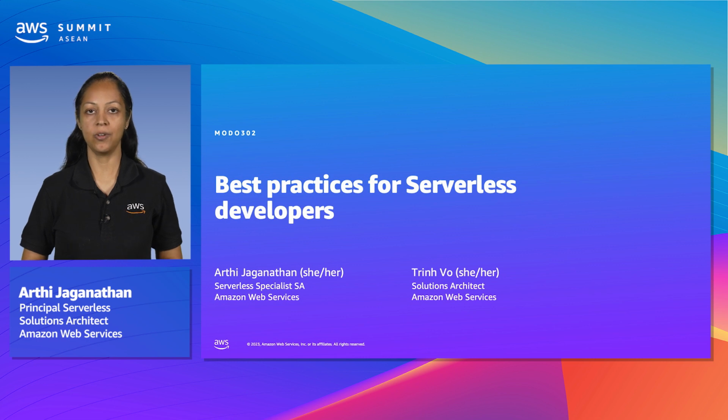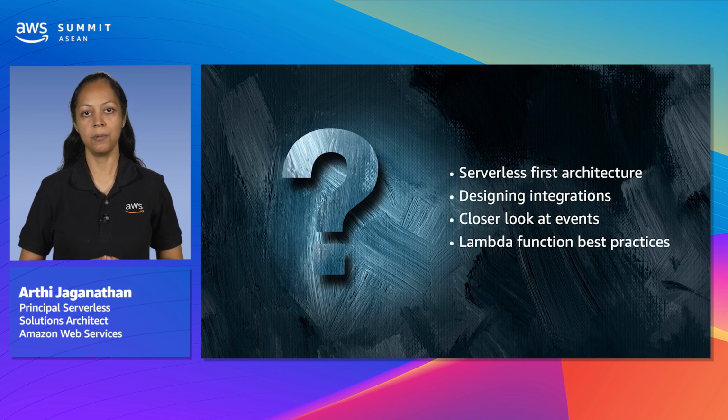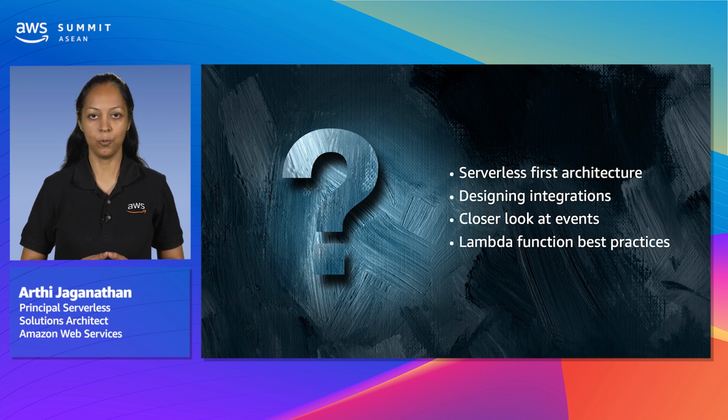Today, my colleague Trin and I will take you through the best practices for developing serverless applications on AWS. For this talk, we will assume the audience is familiar with the basics of AWS Lambda and serverless. I will kick off with design principles for architecting modern serverless applications. I will then cover how to use workload characteristics to design integrations. Trin will explain the basics of events and wrap up with tips to optimize your AWS Lambda functions.